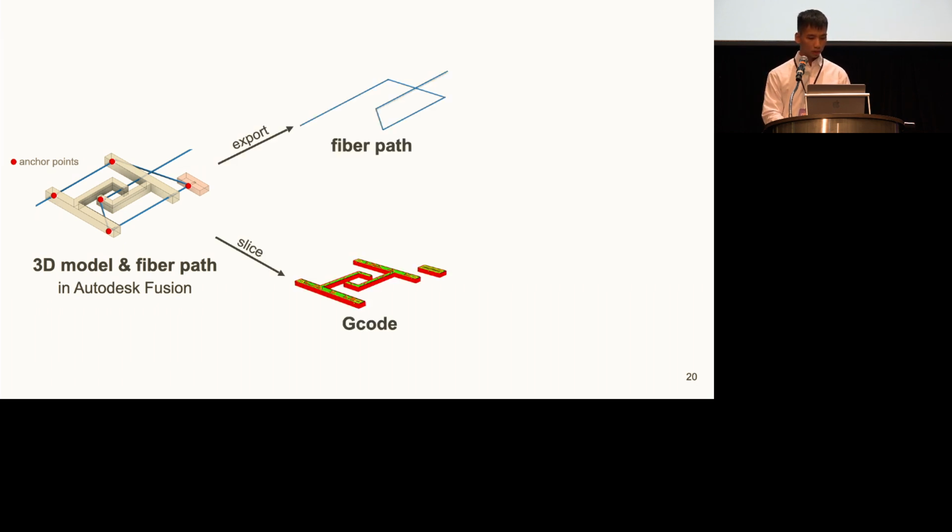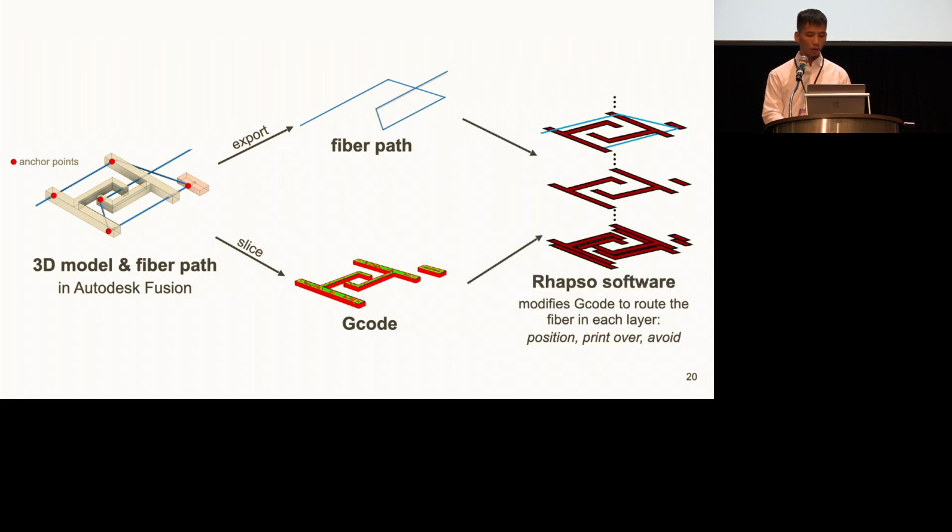Next, the user exports them separately into G-code and the path file. Our software imports these two files and then modifies the G-code layer by layer to incorporate and position the fiber based on the design path.